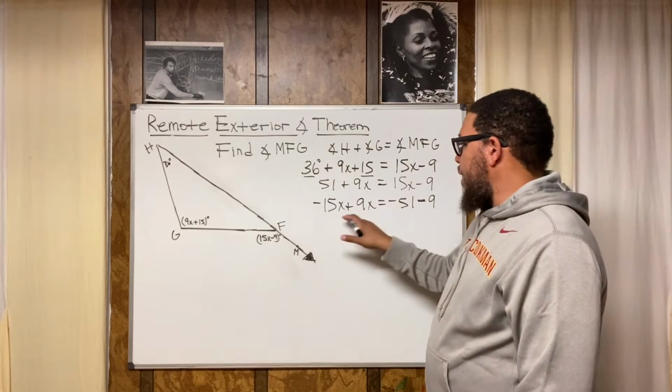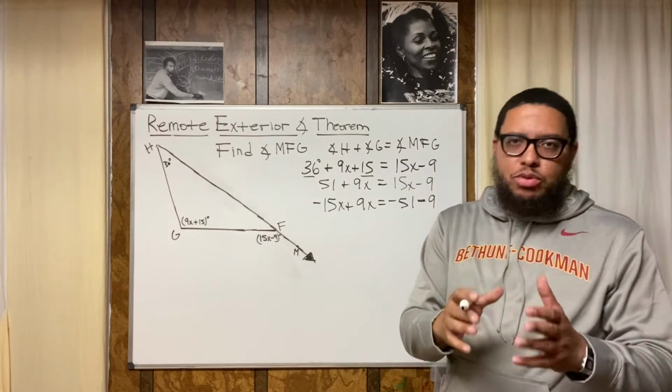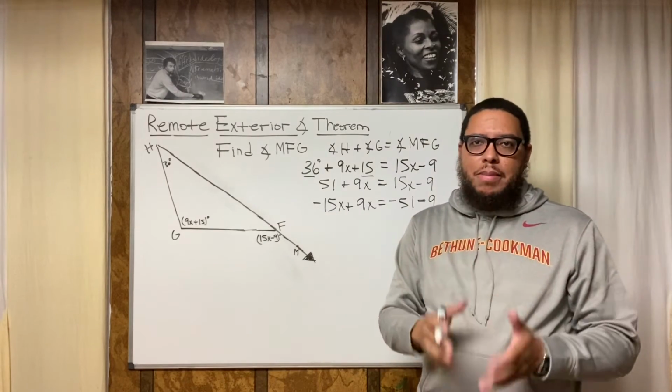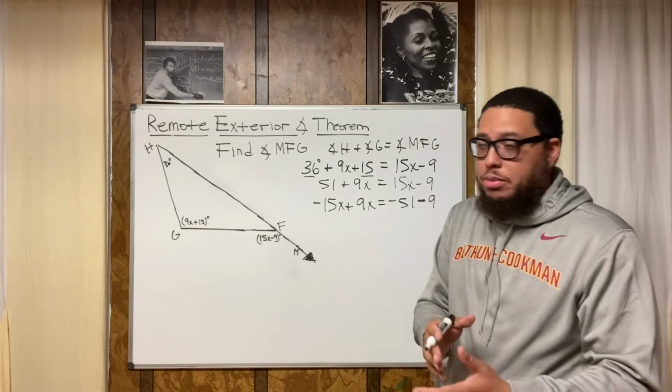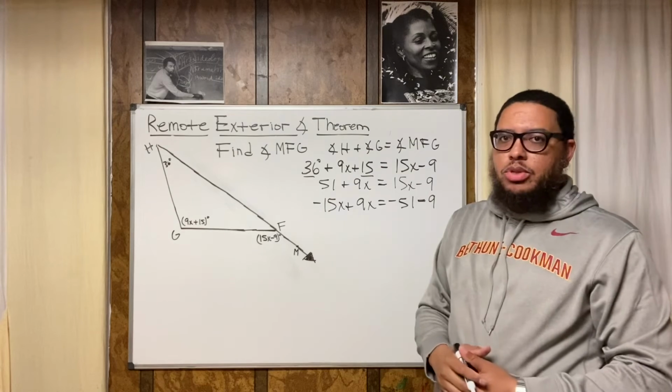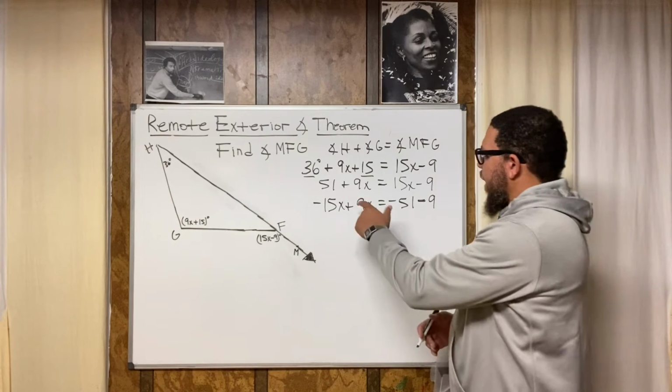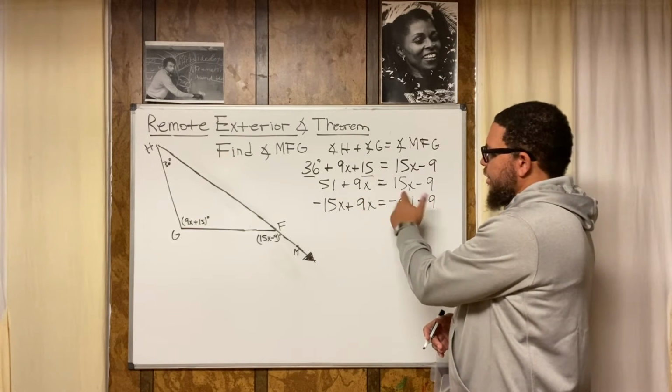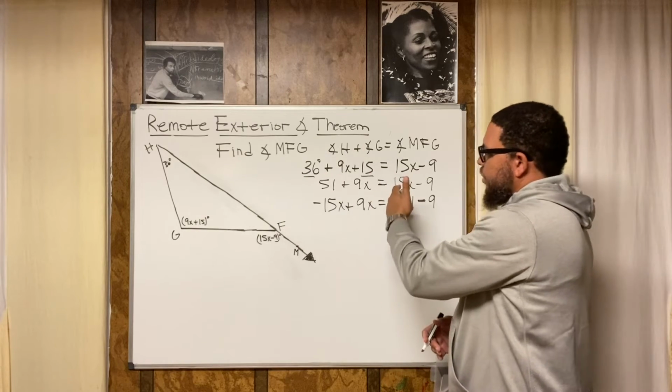All right, so now we can combine like terms, because this is what I see people try to do. They know about combining like terms, but they try to combine like terms when the terms are on opposite sides of the equation. You can't do that. Like, I can't combine this 9x with this 15x. This 9x is all the way over here on the left side. This 15x is on the other side.